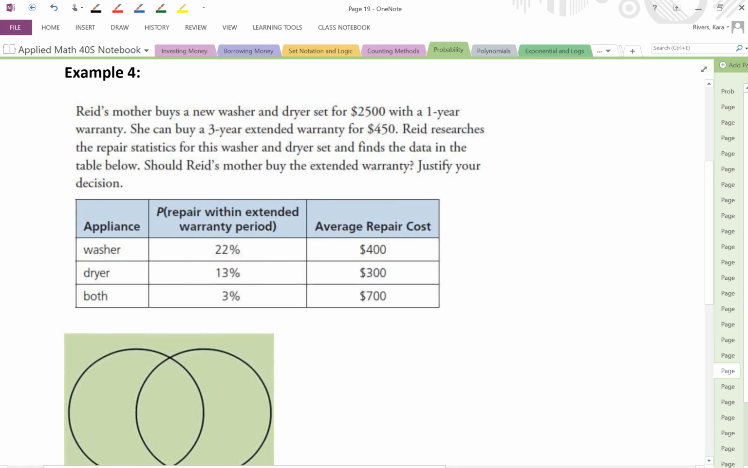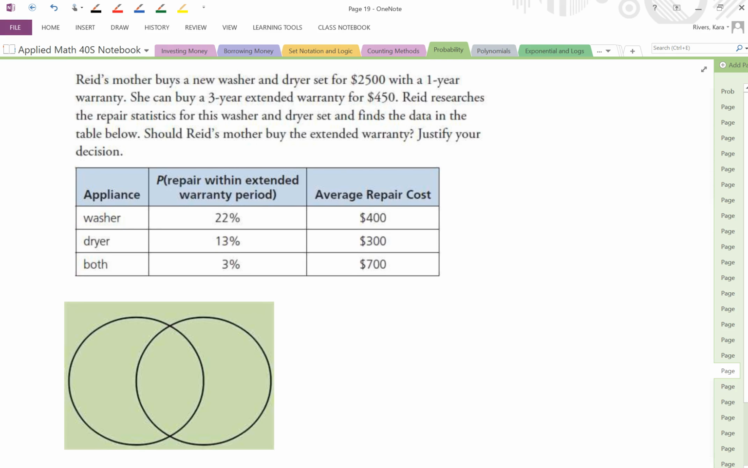It says Reed's mother buys a new washer and dryer set for $2,500 with a 1-year warranty. She can buy a 3-year extended warranty for $450. Reed researches the repair statistics for the washer and dryer sets and finds the data in the table below. Should Reed's mother buy the extended warranty? Justify your decision. So let's fill out the Venn diagram according to the information, and then let's draw some conclusions.